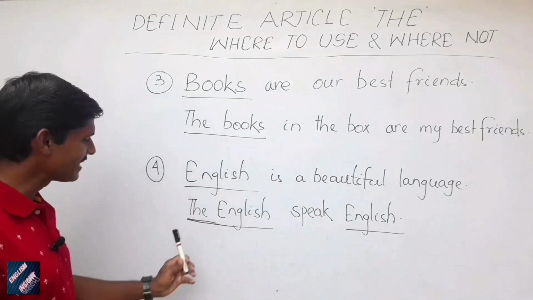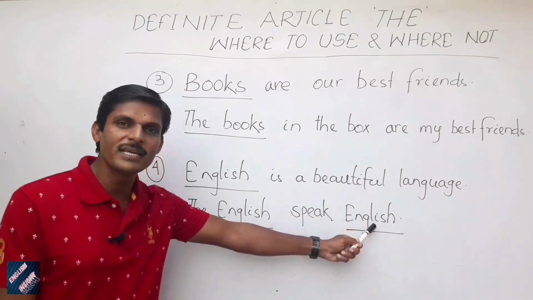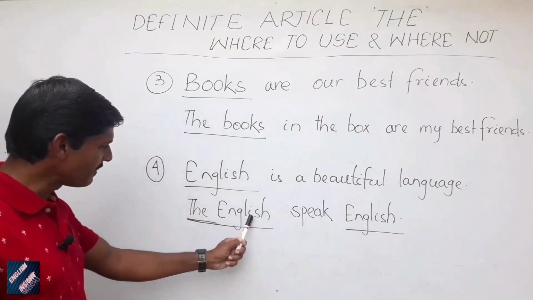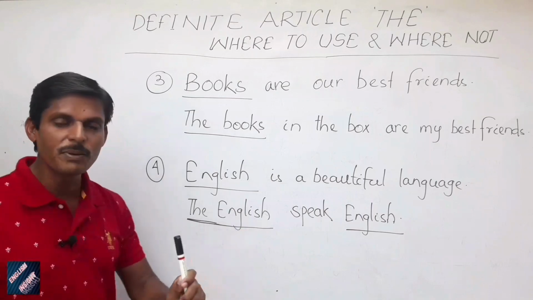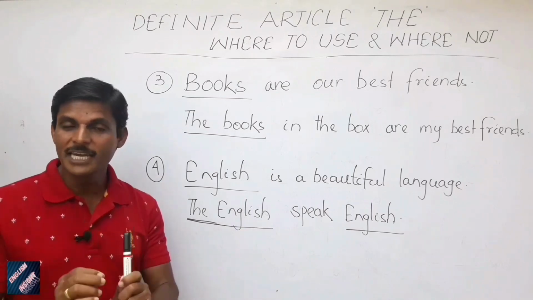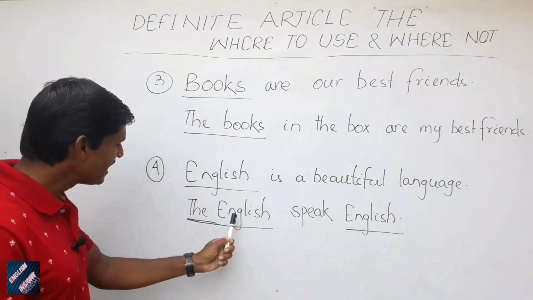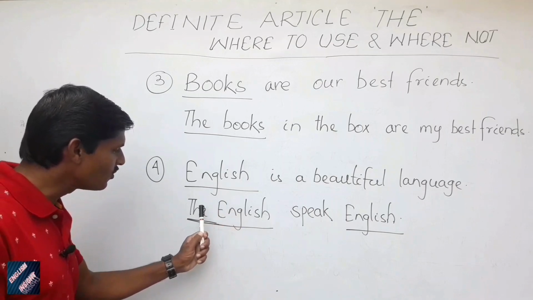But in the second sentence, it's written the English speak English. Here, English is a language, so the is not used. But here, the English means the people of England. If any word refers to the nationality, the is used. Okay? Here, English means the people of England, so the is used before the word English.